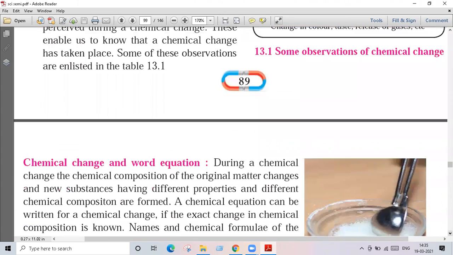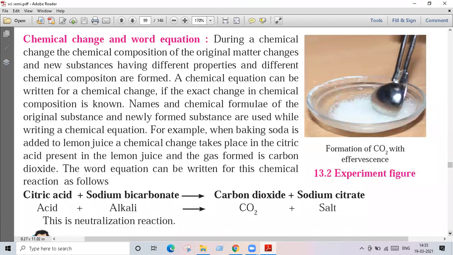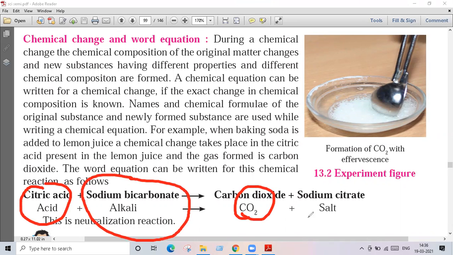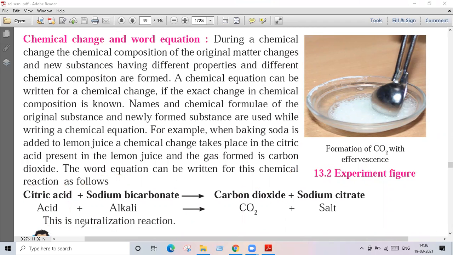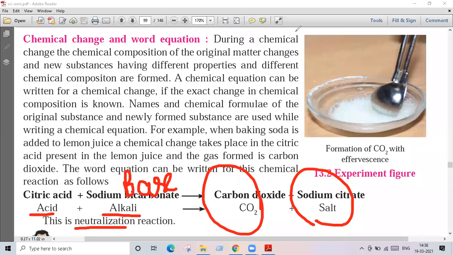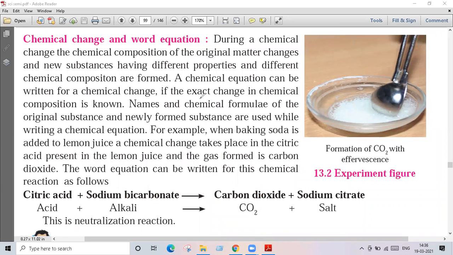Understood? I am not going too deep. Let's go next. So chemical change and word equation. So what is a chemical change, guys? Whenever two substances are mixed, that is citric acid mixed with sodium bicarbonate, you get carbon dioxide formed and you get sodium citrate. So whenever there is such a reaction, it is a chemical reaction, and this reaction is a neutralization reaction where acid and alkali (alkali means base) form salt and water or any other compound. So this is an example of a neutralization reaction and a chemical change.